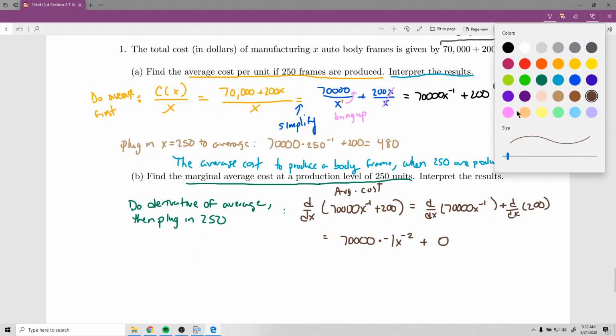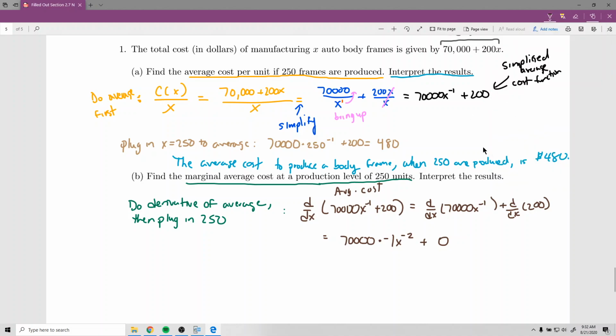Now, even though we're going to plug this in our calculator and get a number, I like to just simplify it a little bit because it's pretty messy. Negative 1 times 70,000 is negative 70,000 x to the negative 2 power. All right, so this is the marginal average cost. Once again, if you simplify the average cost whenever you do it, then the marginal average cost is a lot easier. If you leave it here, then doing the derivative of this, the first couple steps are just doing this part anyway. So I'd recommend just practicing simplifying from the get-go.